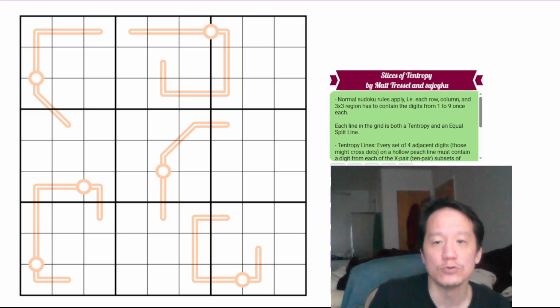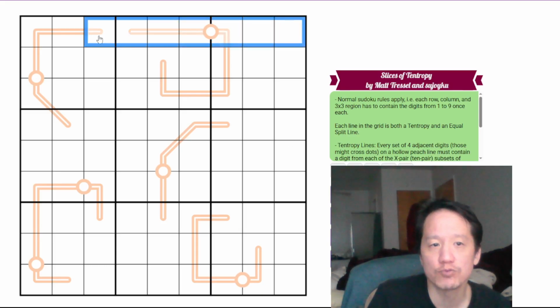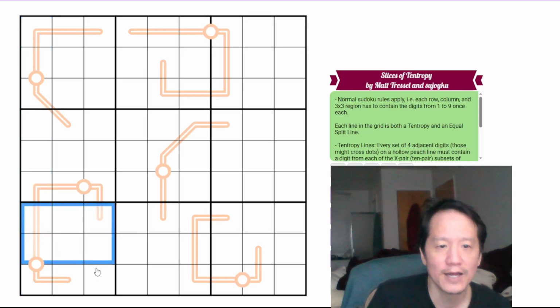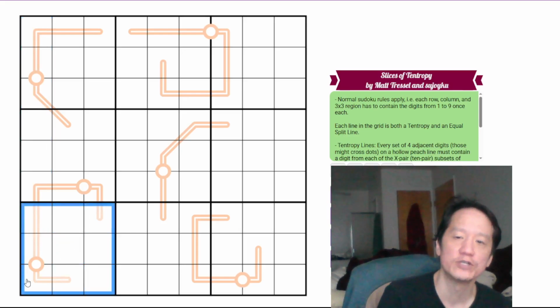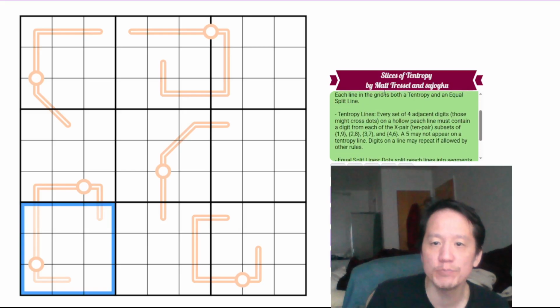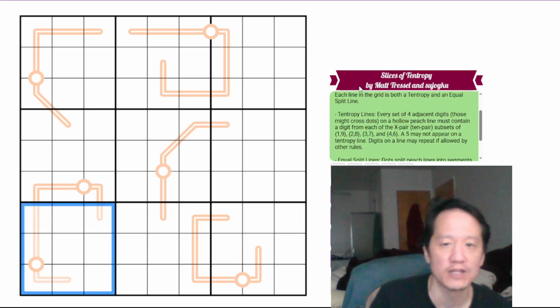Normal Sudoku rules apply. That is, each row, column, and 3 by 3 region has to contain the digits from 1 to 9 once each. Each line in the grid is both a tentropy and an equal split line.